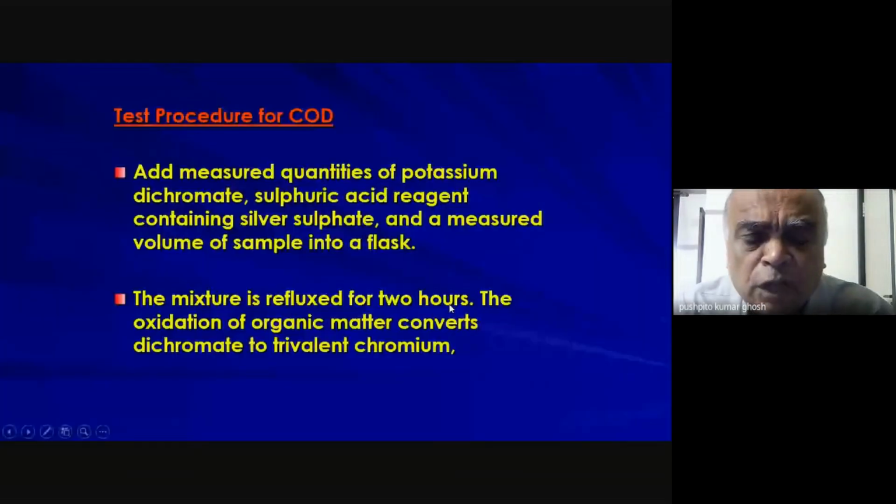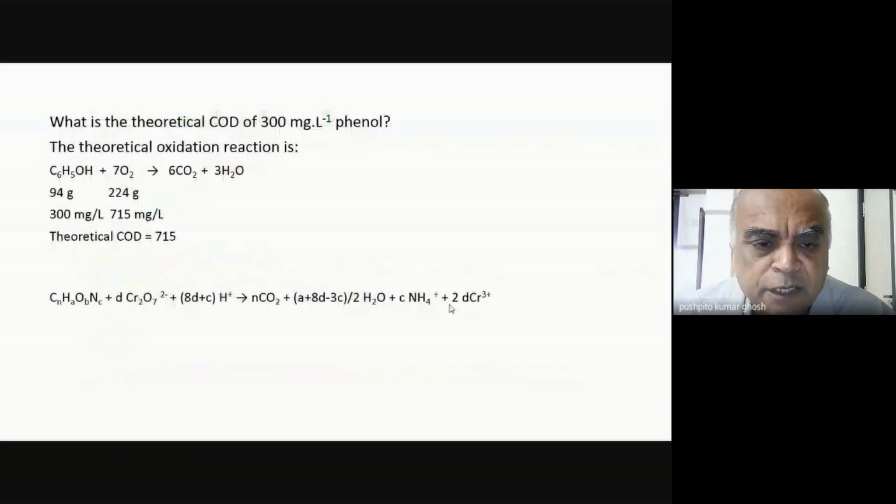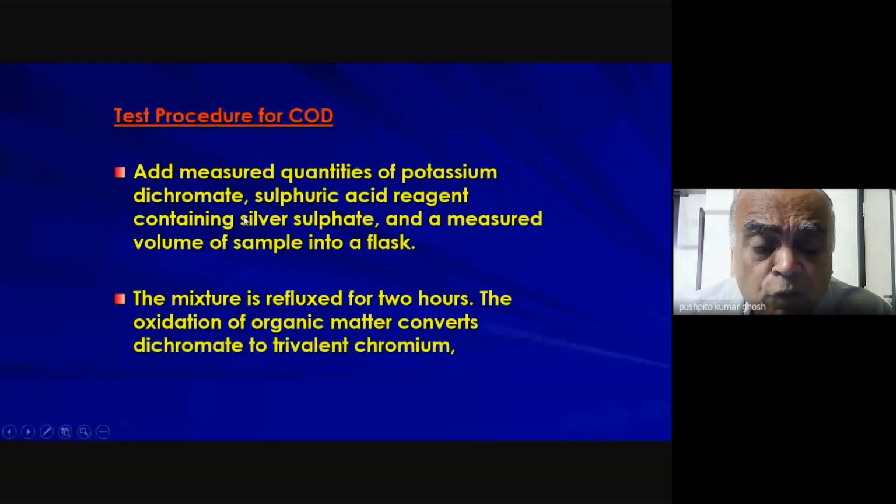All right. So the COD test procedure now, basically just like the BOD, you take it in a COD bottle, and then you take a fixed amount of potassium dichromate, a known amount. You acidify it. You saw that you require acid. You also add a certain amount of silver sulfate as a catalyst.